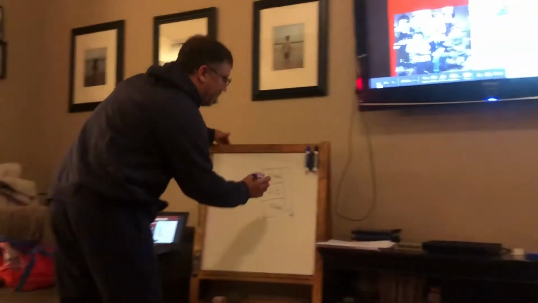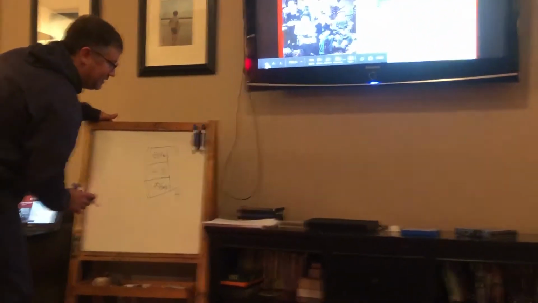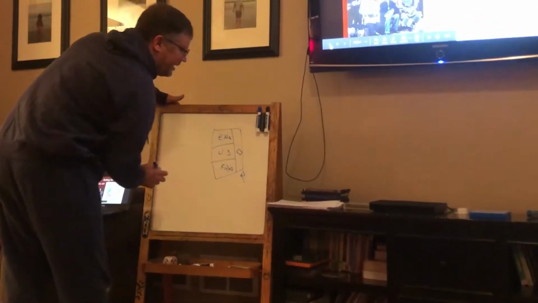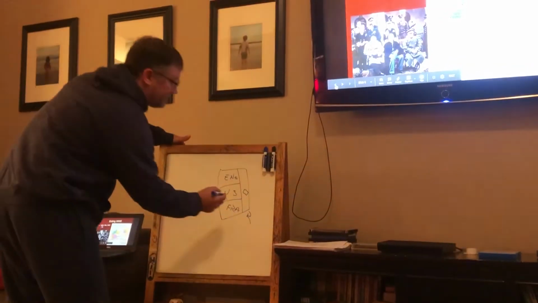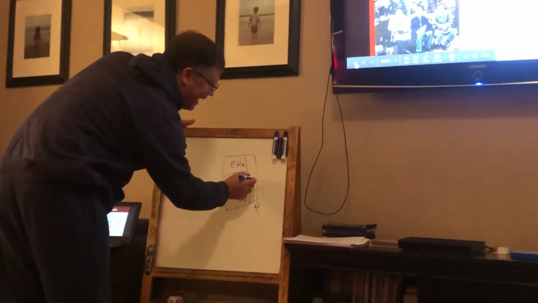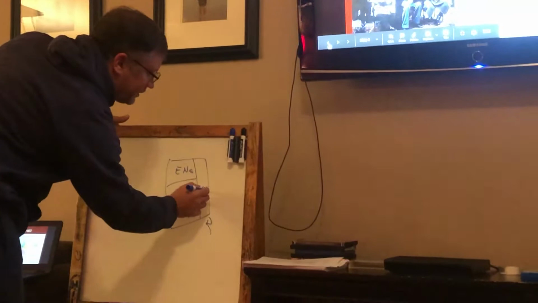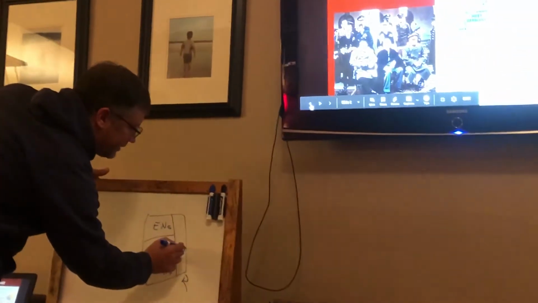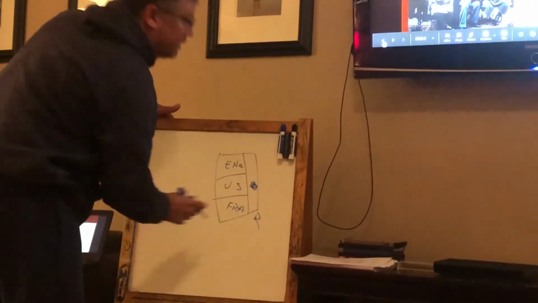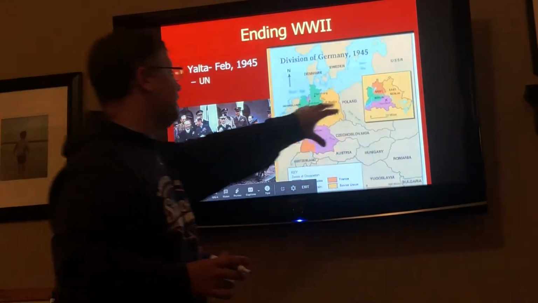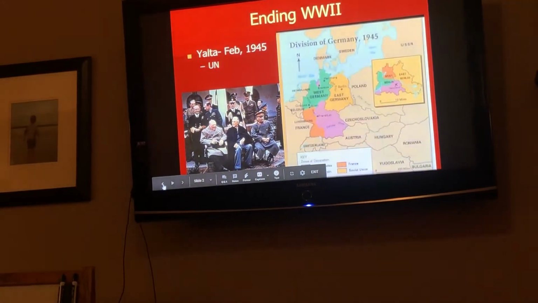But then Berlin is in the Russian quadrant. Since Berlin is super rich and valuable, they're going to split that into the same 4 equal sections. So Russia gets a section, England gets a section, France gets a section, and the United States gets a section. You can see on the map here, same thing. So that's at Yalta, and they're also going to set up the United Nations at Yalta.